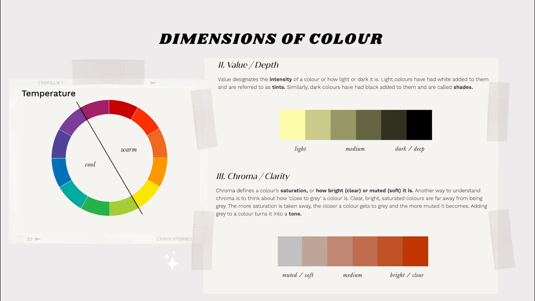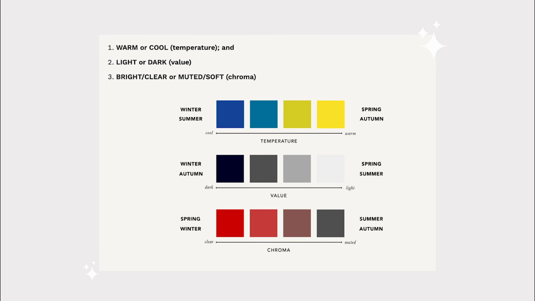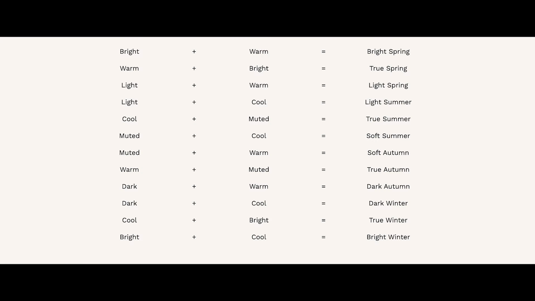The 3 aspects of color then results in 6 instead of 4 characteristics, which are warm or cool, light or dark, and bright, clear, muted, or soft. So the 12 seasonal color analysis divides each season into 3. So for example, winter will be a true winter, bright winter, or dark winter. Here is a chart of the 12 seasons so you can identify the characteristics that define each season. On the left, we will have the primary characteristic, and on the right, the secondary characteristic that will equal your color season.